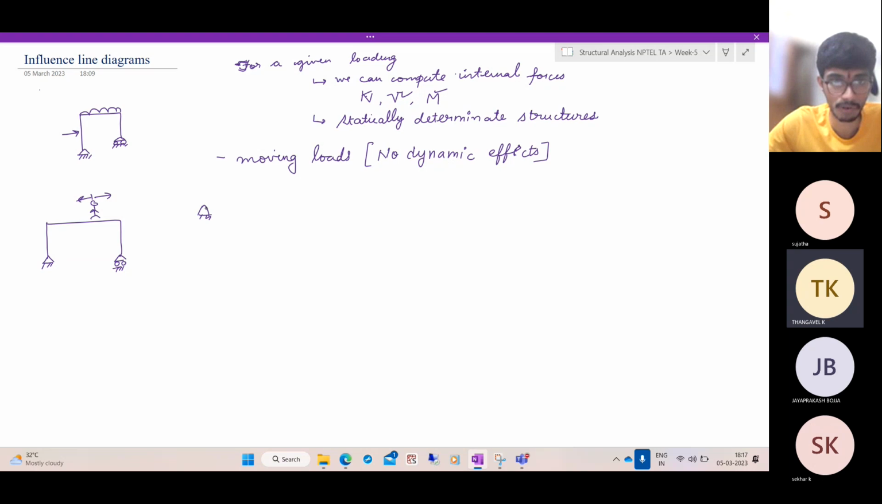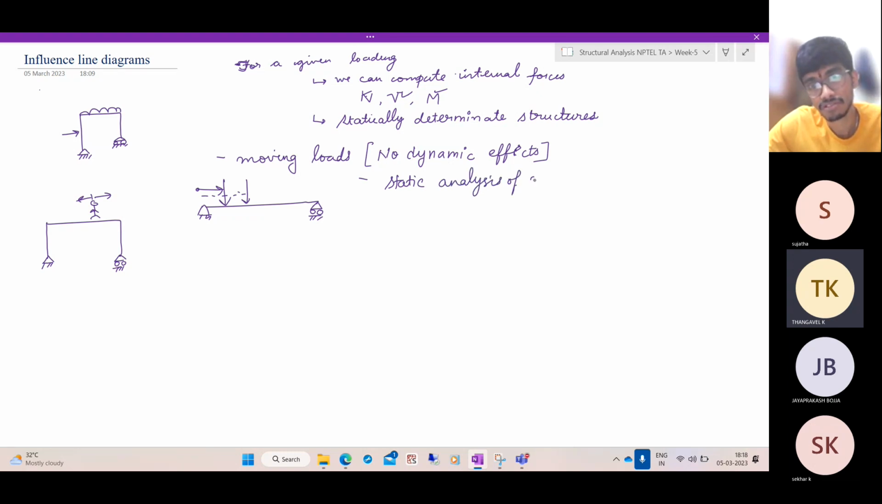So if we take a simply supported beam, and we say a load is moving in this direction, it doesn't mean that there is a load that is actually moving. We are not considering the inertial effects or the dynamic effects. We are considering a load to be applied here and comparing it with the effect when the load is applied somewhere else. So, static analysis of moving loads.